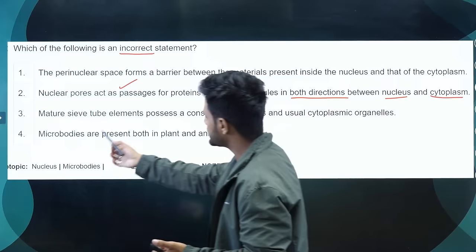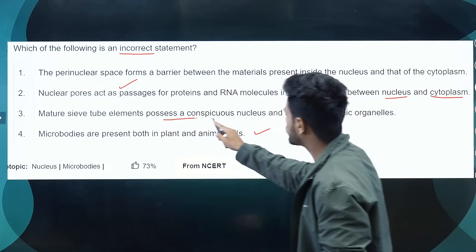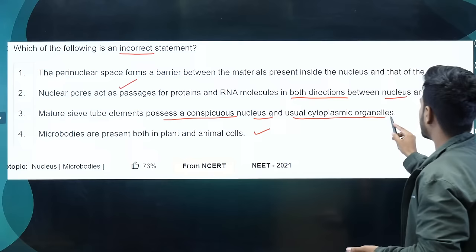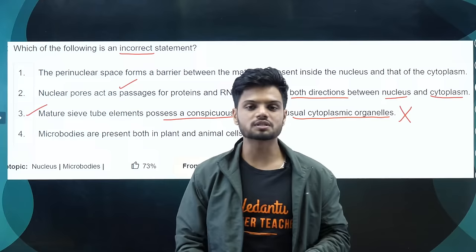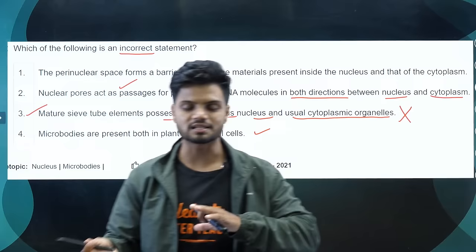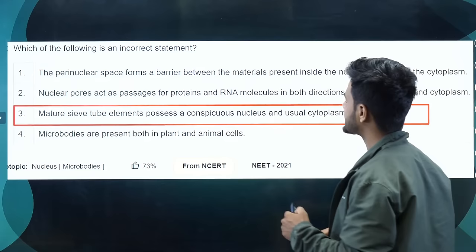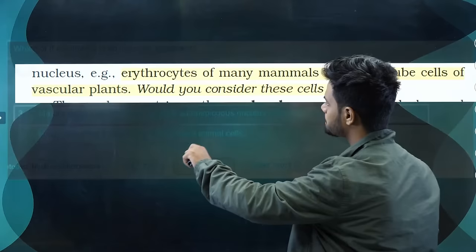Microbodies are present in both plant and animals, yes. Mature sieve tube elements possess a conspicuous nucleus and usually cytoplasmic organelles. Wrong. That is your incorrect statement, because mature sieve tube elements are basically dead cells. They do not have nucleus. Clear? C, exactly.